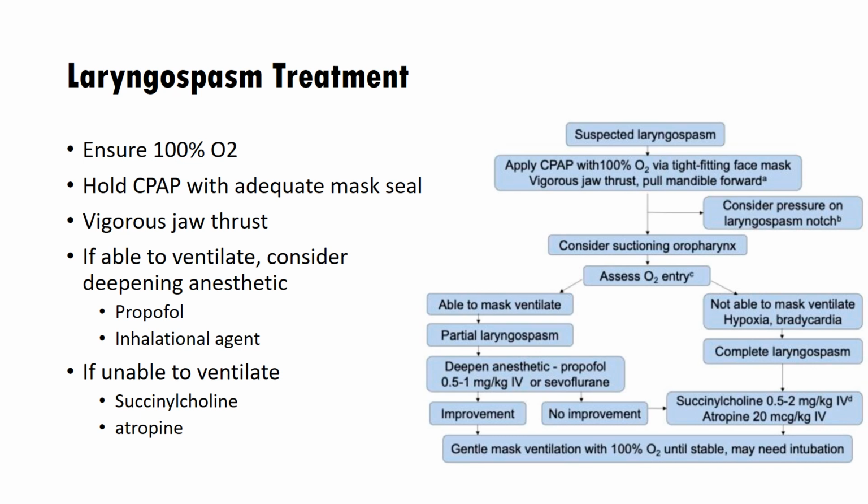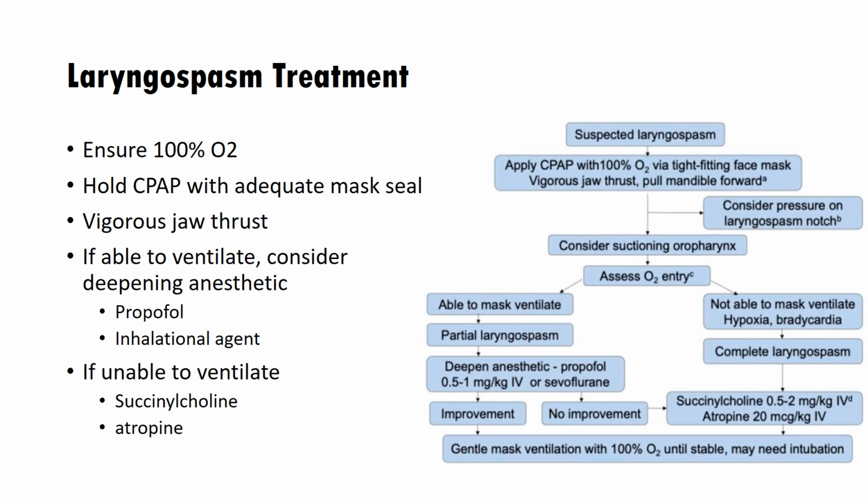You should hold the mask to CPAP with an adequate seal, and you should give a vigorous jaw thrust. This in and of itself can oftentimes break a laryngospasm, but if that still doesn't work, you should consider deepening your anesthetic, either with an inhalational agent if you're moving any air at all, or with an IV agent such as propofol. If you are unable to ventilate and you are starting to become hypoxic, you can break the spasm with a very small dose of either succinylcholine, which acts rapidly, or with another neuromuscular blocker.